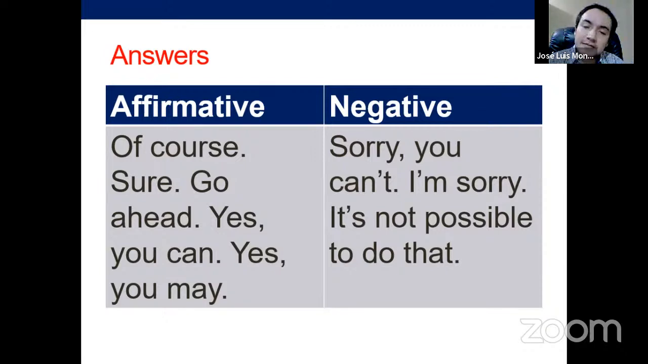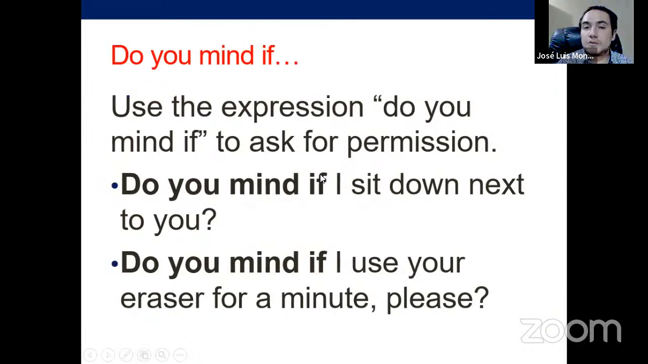Then negative, sorry, right? It's always good to explain why, but it's always good to be polite as well. Sorry, I can't. I'm sorry, it's not possible to do that, right? Why? Because of this and that, or this is the reason why you cannot do that, right? Why I cannot give you permission to do it.